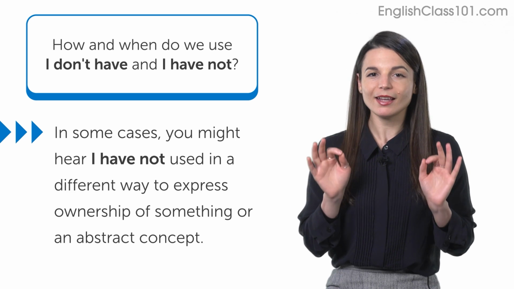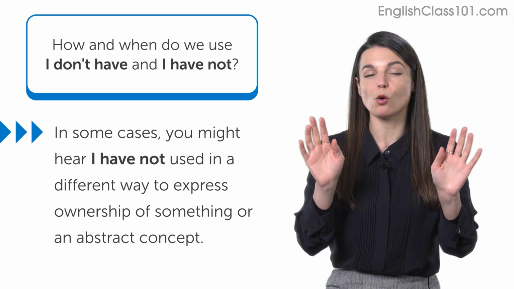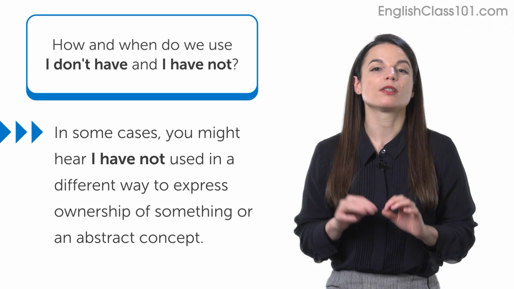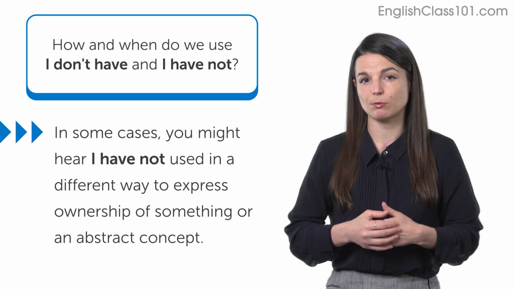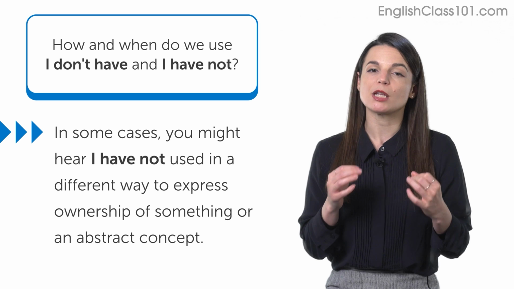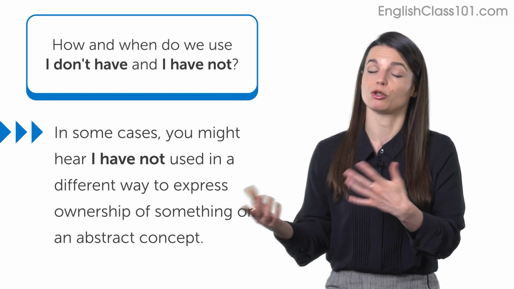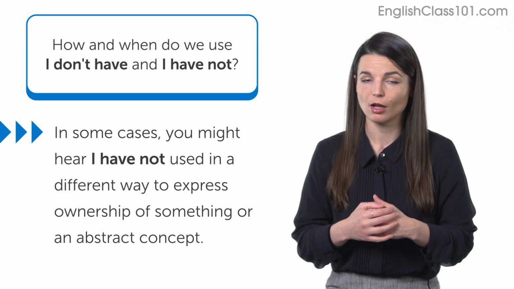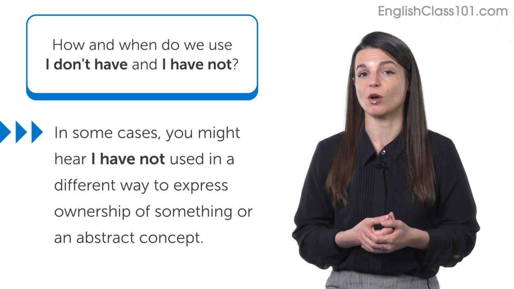However, you may hear in maybe some TV shows or some movies set in very old times one more use of I have not. So in very, very old English style speaking and in writing, you may see people using I have not to express no ownership of something. Or we can also use it for these kinds of abstract concepts as I talked about before.